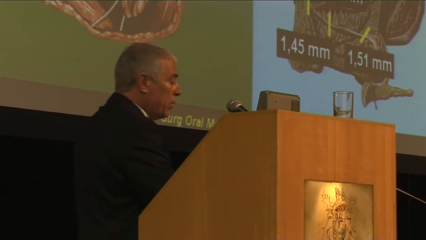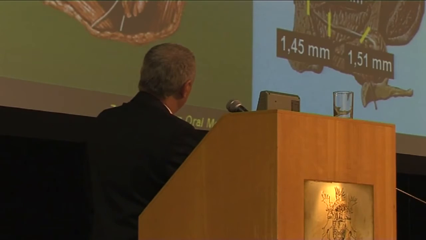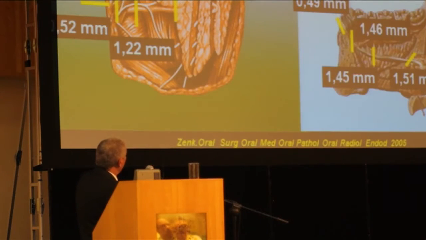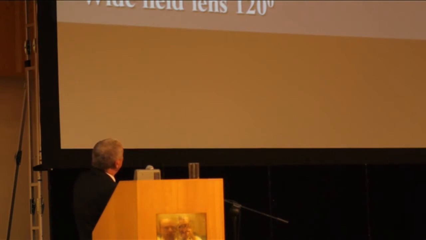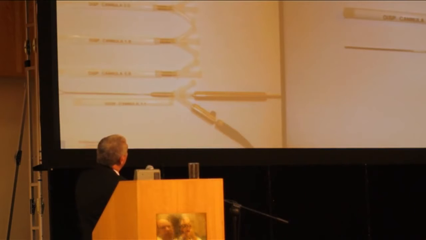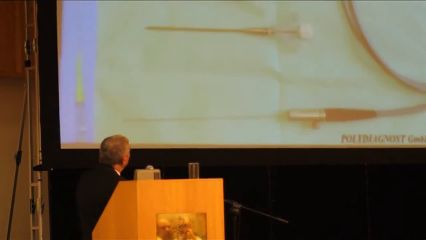The instrumentation: we had to develop instruments according to the article by Zenk and Hero. According to the diameter of the duct, the diameter is about 1.5 millimeter. The new development is a modular system with a reusable optical system, 0.9 millimeter and 10,000 pixels, and a disposable sleeve. And what is most important, a 120-degree lens. And this is a typical endoscope. This is a reusable part.